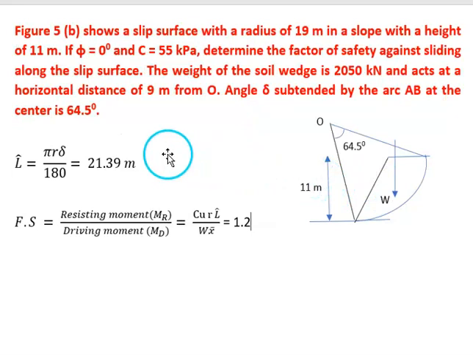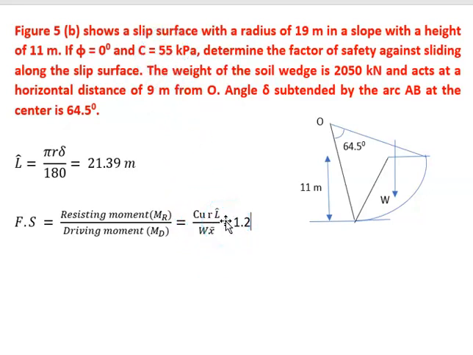So here in this problem, one figure is given representing the total weight and its location also with respect to point O. Delta value is also given, height of the slope is given. So here the soil is purely cohesive soil because phi equal to 0. So for purely cohesive soil, the factor of safety equation is Cu into arc length into R divided by W x bar. So in this equation, Cu value cohesion is given as 55 kPa.